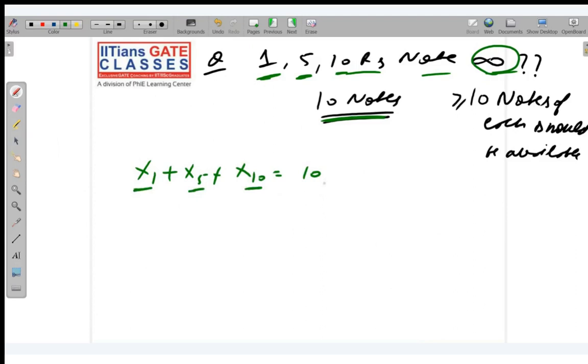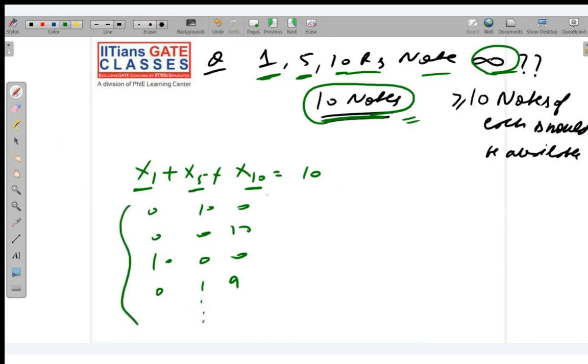So what will be our answer? Same scenario, and we want to pick 10 notes. Please do not think we want 10 rupees. I'm not saying we want 10 rupees, I'm saying 10 notes. We can pick any number of notes like that: 0, 10, 0, or 0, 0, 10, or 10, 0, 0, or 0, 1, 9, and so on. So how many solutions?